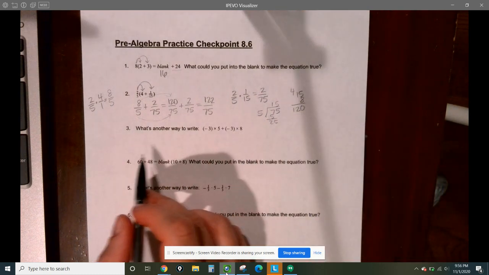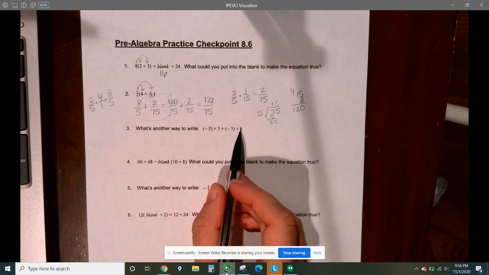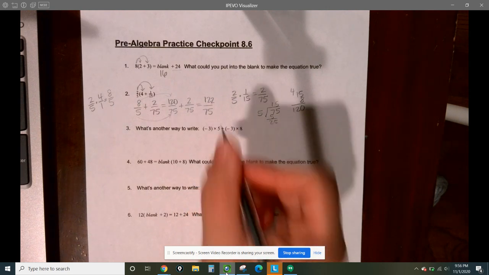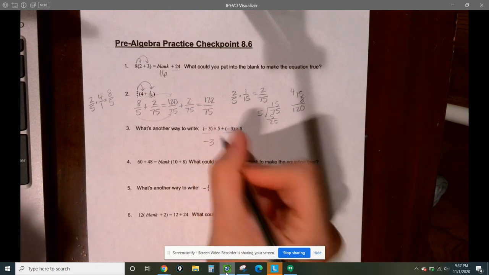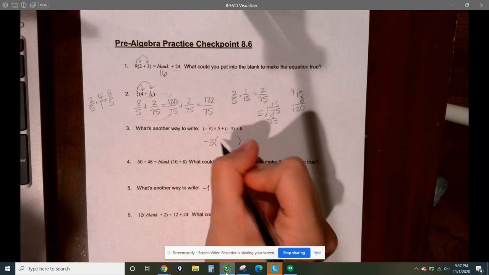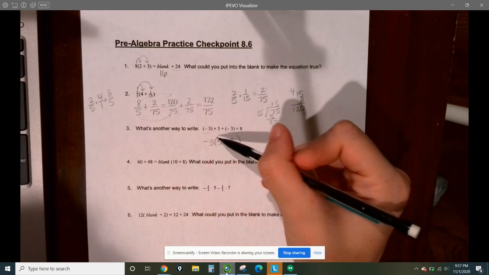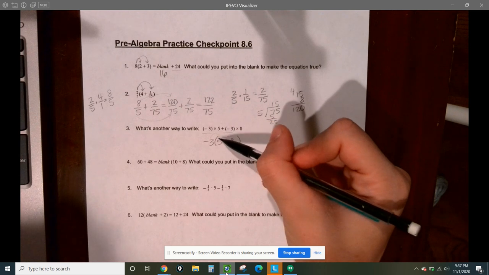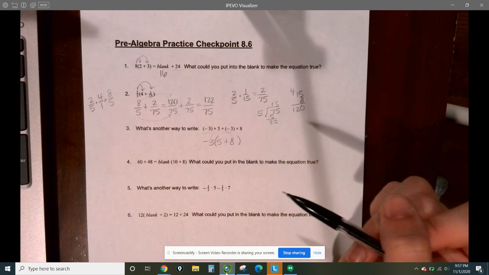Okay, number 3, what's another way to write this? -3 times 5 plus -3 times 8. Remember, this lesson was about distributive property. Since I see this -3 both times, I could rewrite it like this: -3 times the quantity 5 plus 8. Because when I write it like this, what that means is -3 times 5 plus -3 times 8. So rewriting it using the distributive property there.